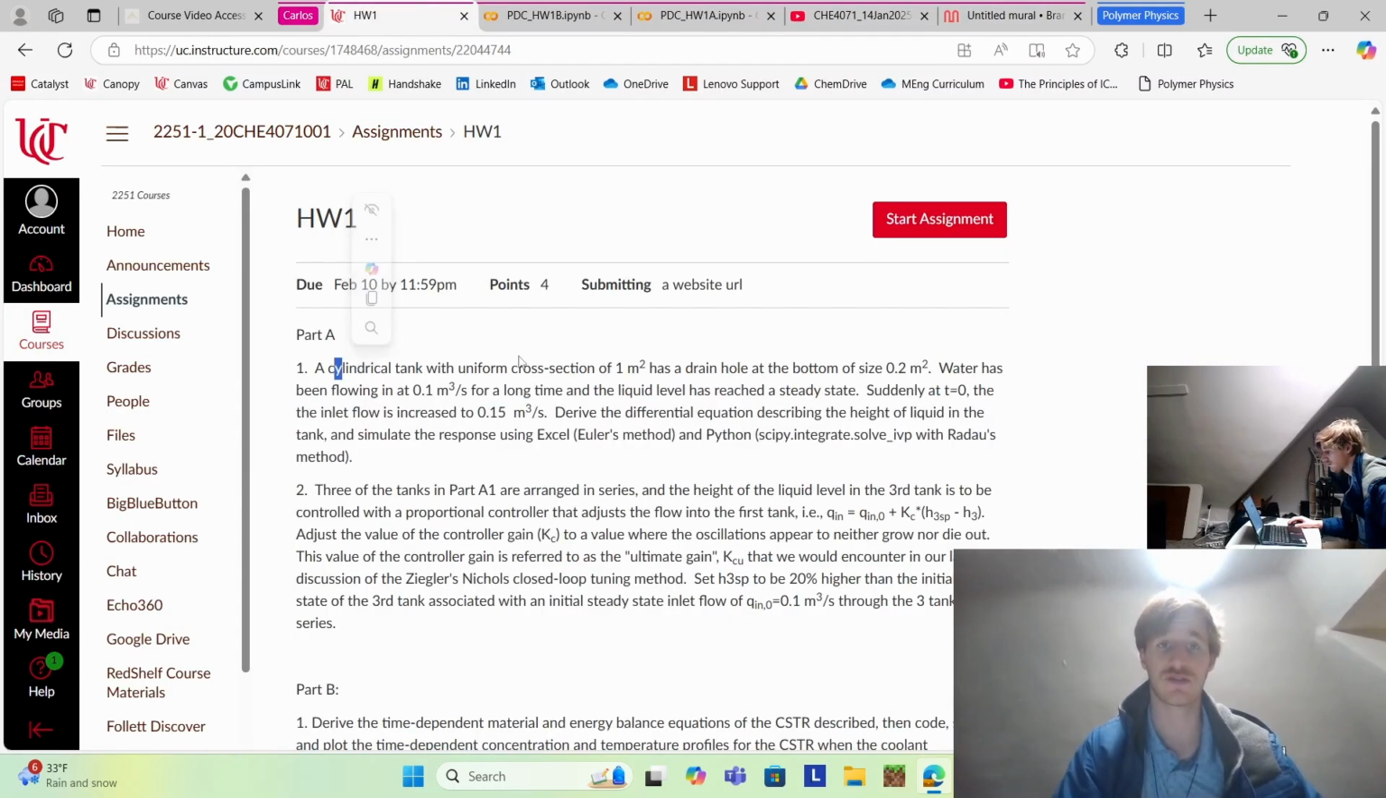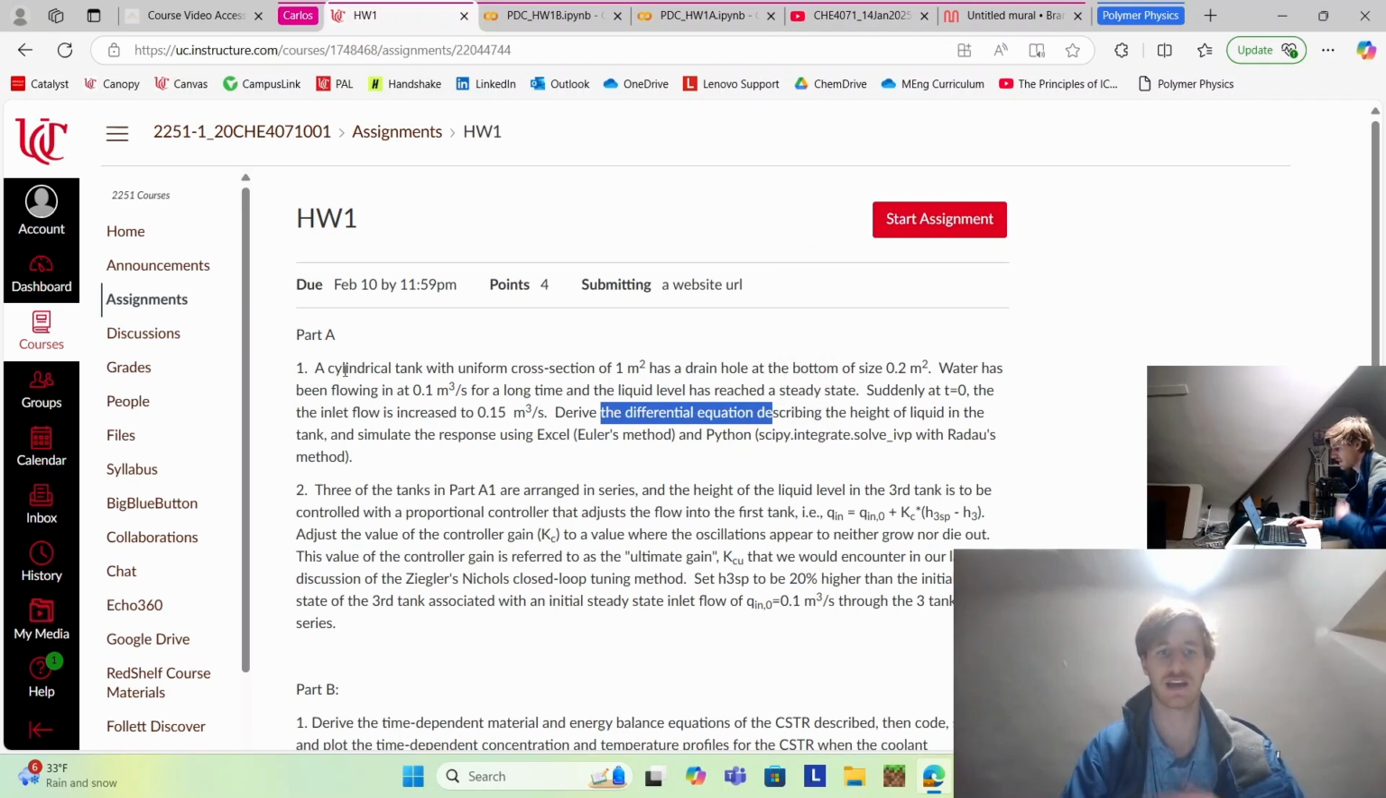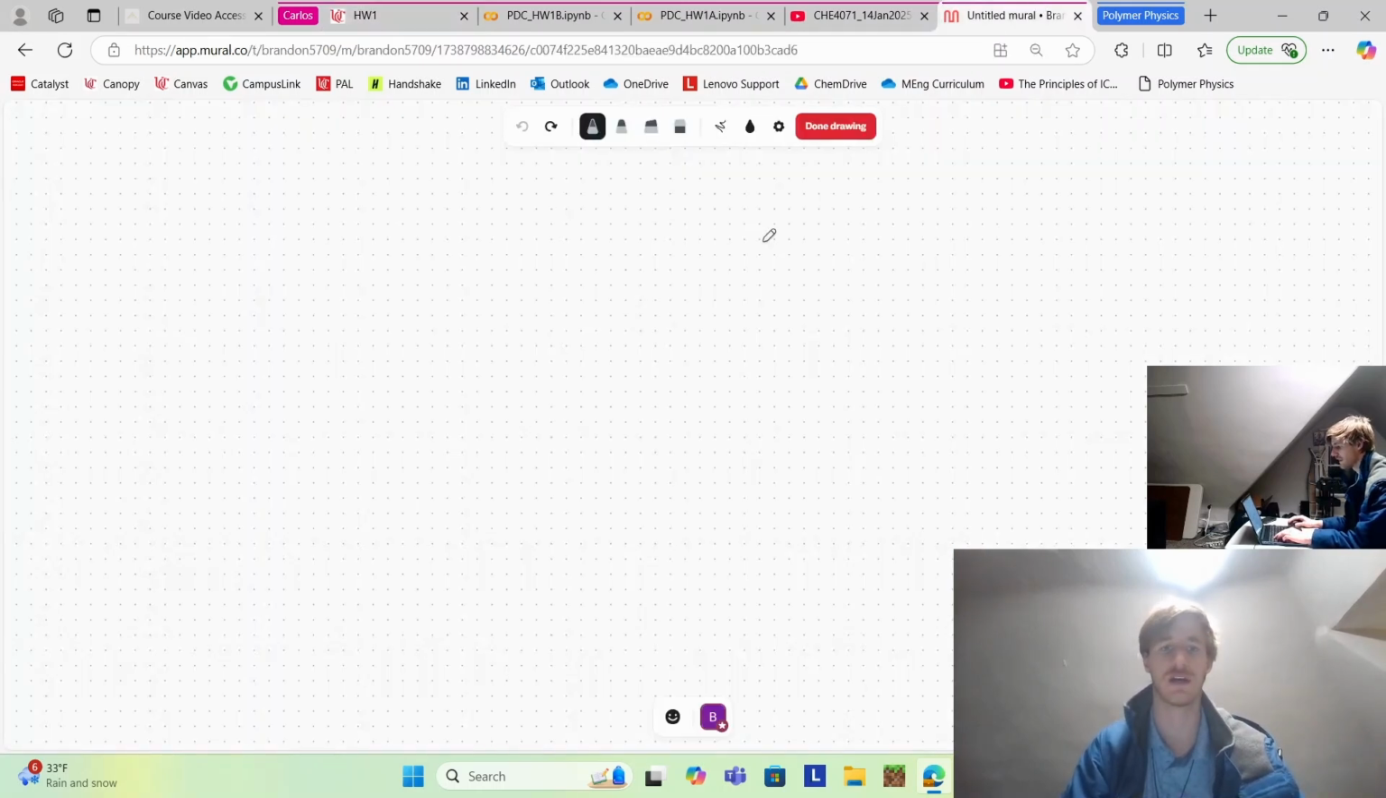So we have a cylindrical tank with a uniform cross-section and a drain hole at the bottom. And we have water flowing at a constant rate, and the liquid level has reached a steady state. And then we are going to derive the differential equation describing the height of the liquid in the tank as it responds to an increase in flow.